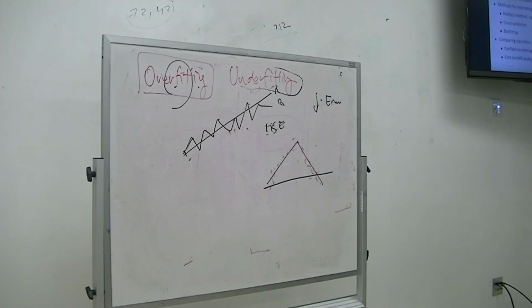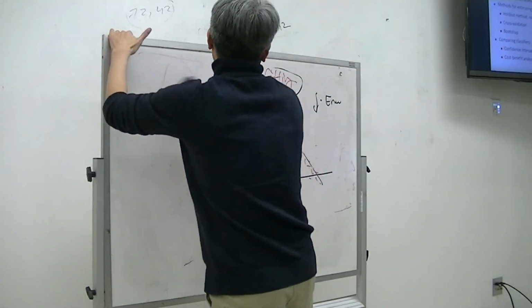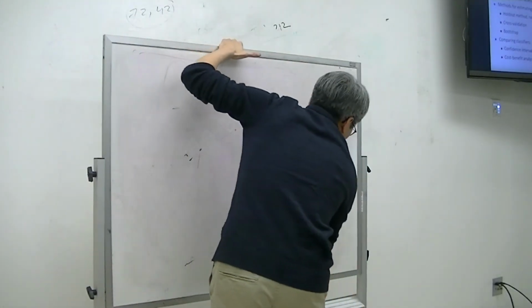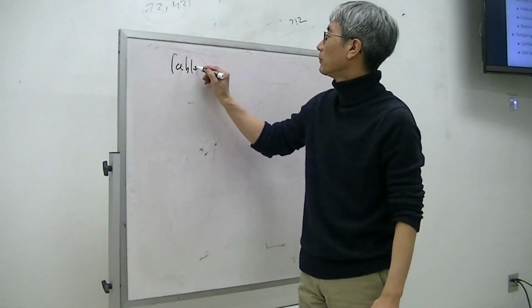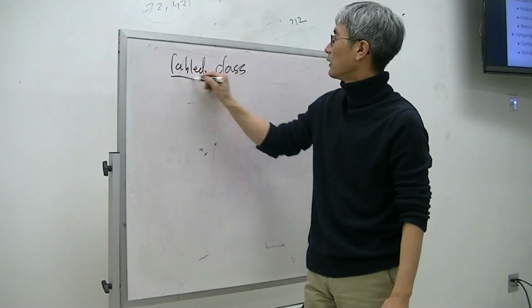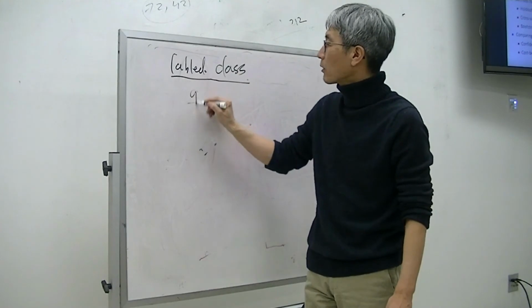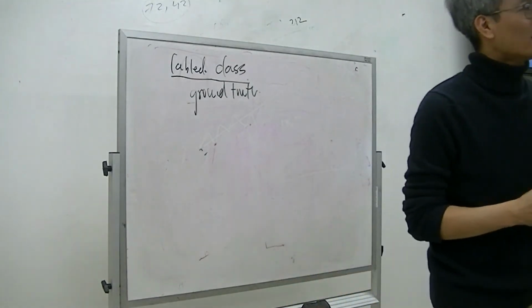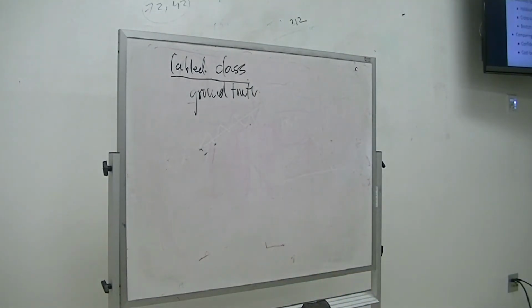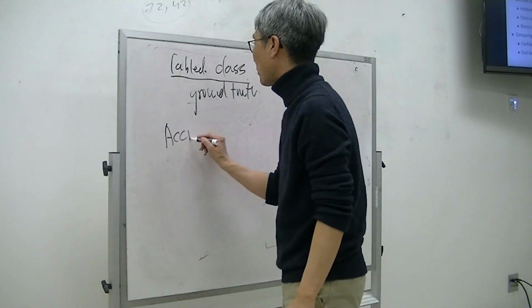Okay, next. Once we have the decision tree or any other model, we need to evaluate it. So how to evaluate? We should have labeled data, the labeled class, sometimes called the ground truth. The easiest way is true or false. The number of true over the number of cases is called what? Accuracy. Accuracy is one of the most popular.